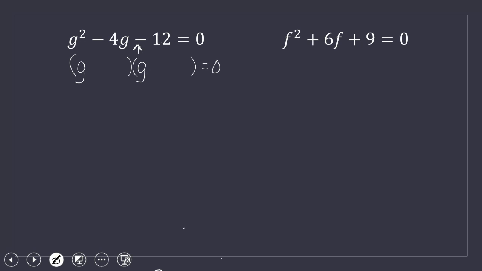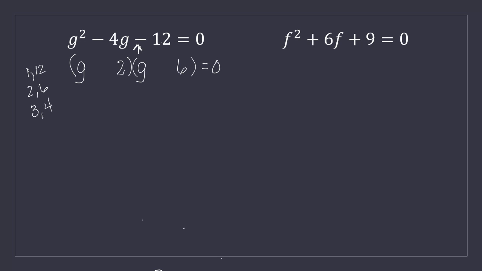So I need to know factors of 12. What are my options? 1 and 12, 2 and 6, 3 and 4. Well, 1 and 12 is not going to get me 4. 3 and 4 is not going to get me 4, but 2 and 6 will, right? Because 6 minus 2 is 4.